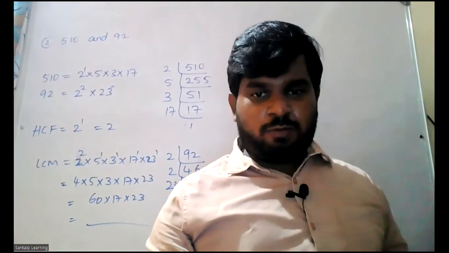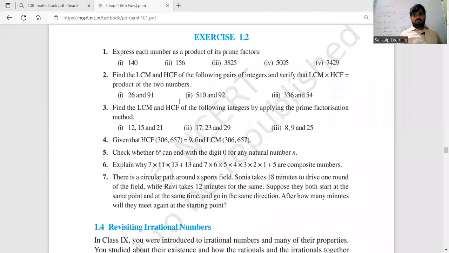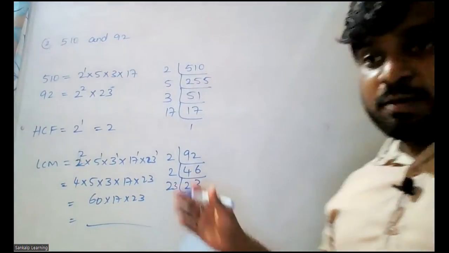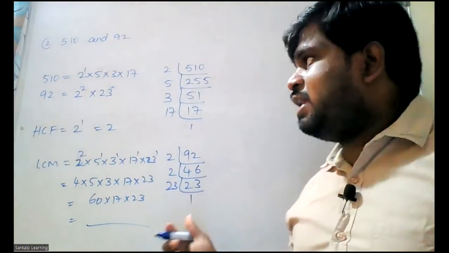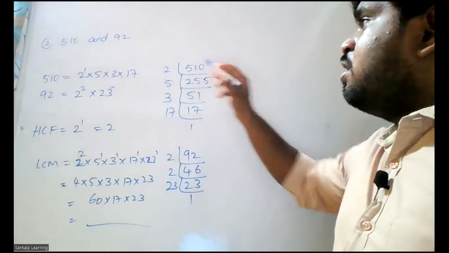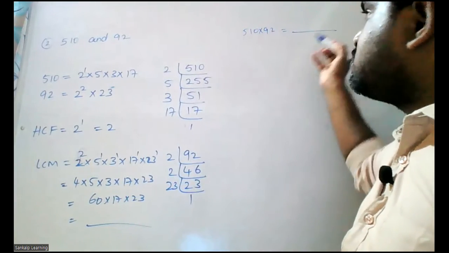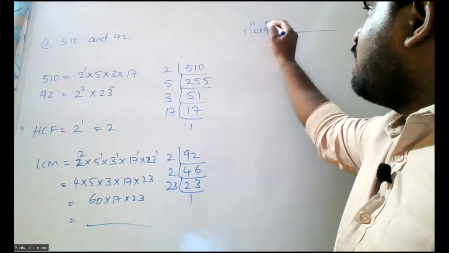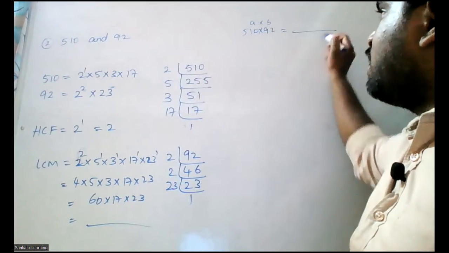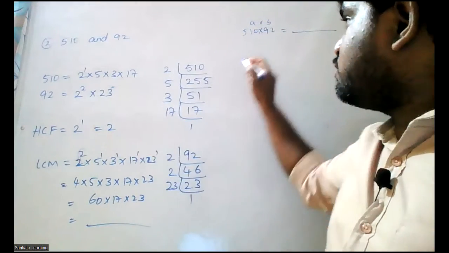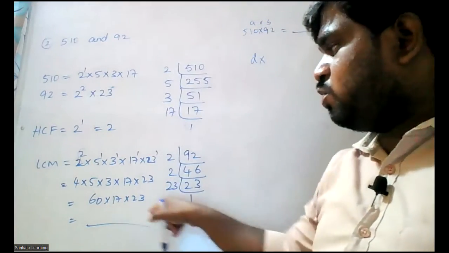Similarly, let's solve one more problem. The next question is 336 and 54. And one more thing, we actually had to verify the relationship, right? You multiply the numbers 510 into 92, you get an answer. This is your A and this is your B. A into B, you get an answer. The HCF is 2. LCM, whatever you get.